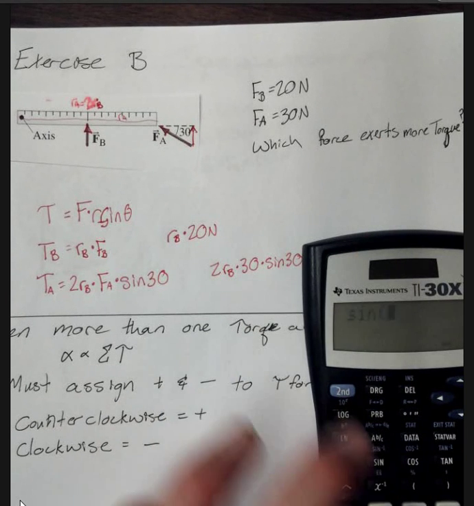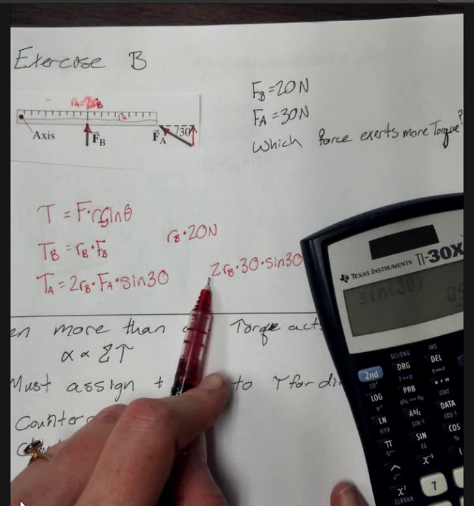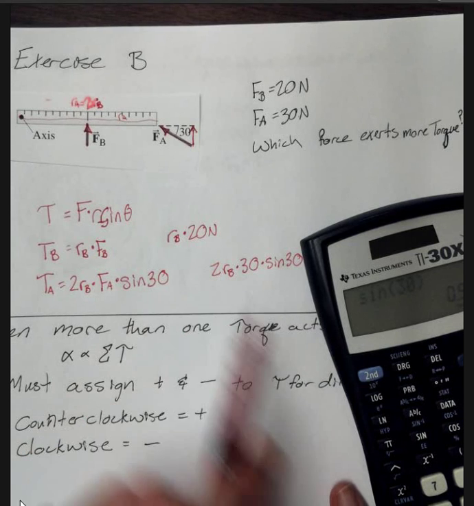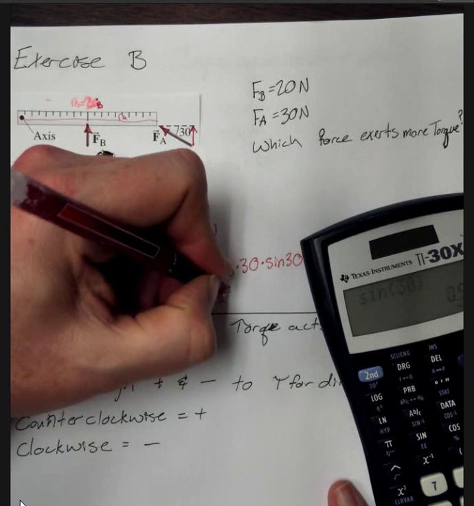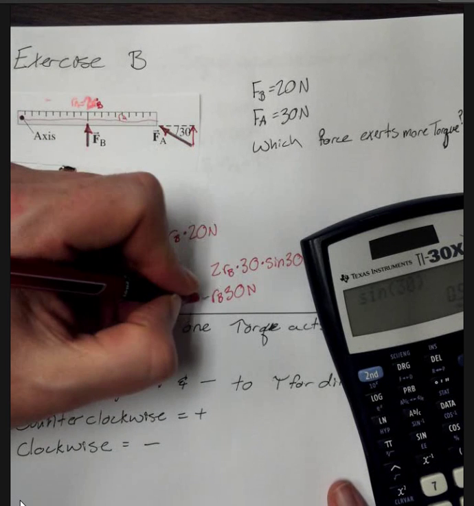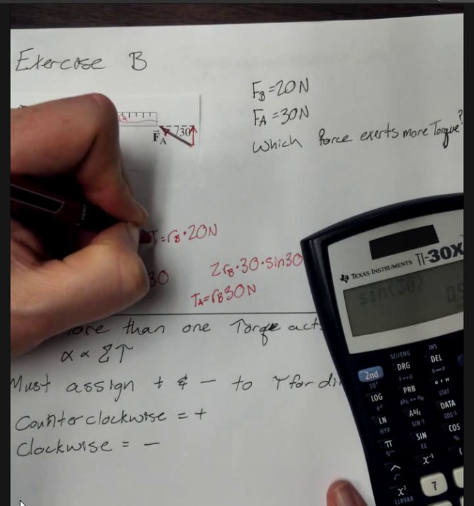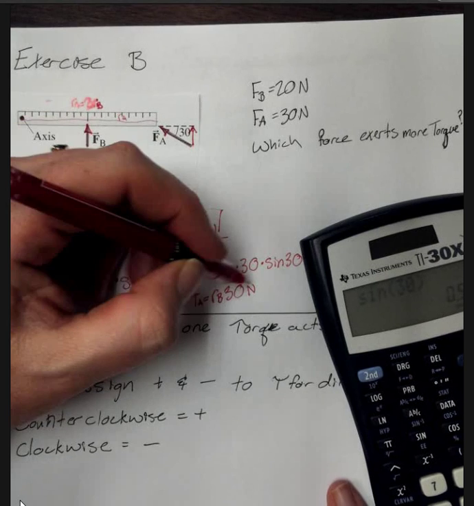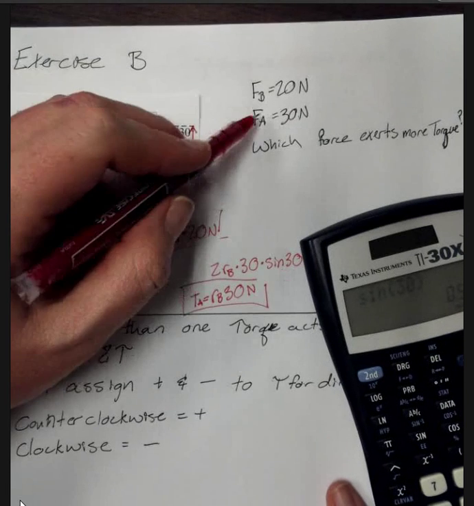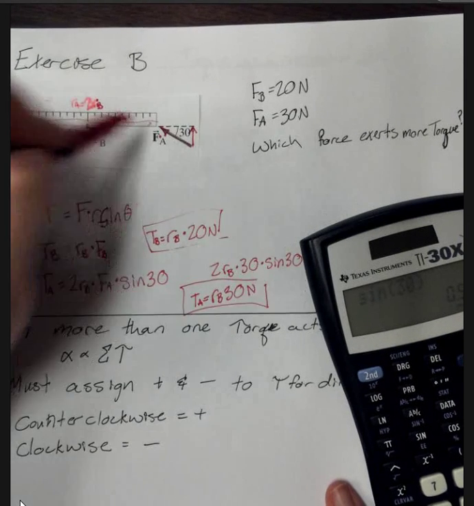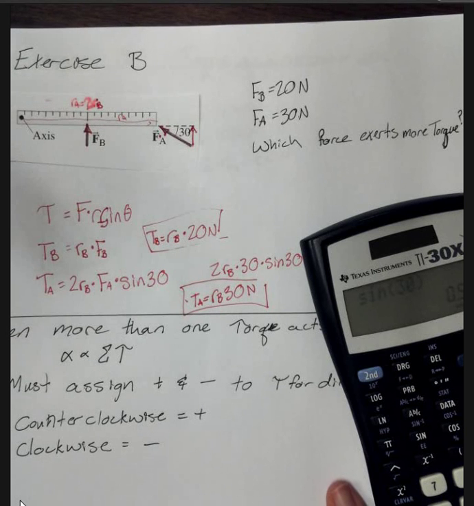So the sine of 30 is 0.5. 0.5 times 2 is 1. So RB times 30 newtons equals the torque of A. RB times 20 equals the torque of B. Now that we've got these two values, we can compare them, and we can see that even though the force of A is given at an angle, since it was a larger force with a larger lever arm, it's going to end up being a more effective value or have more torque.